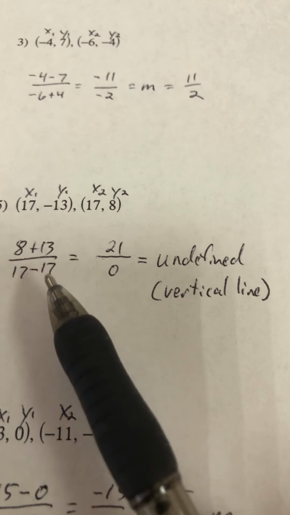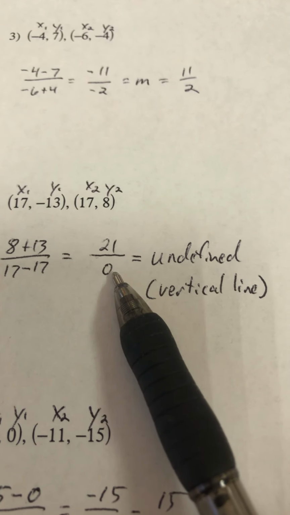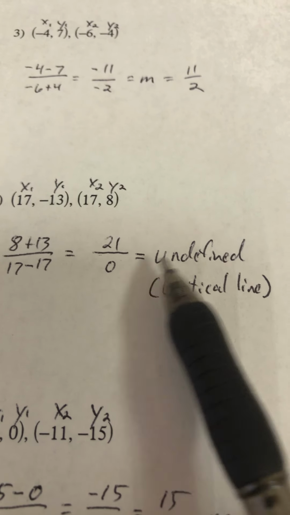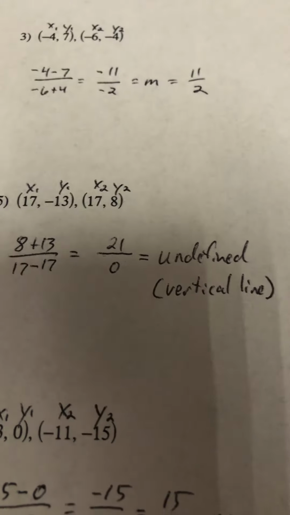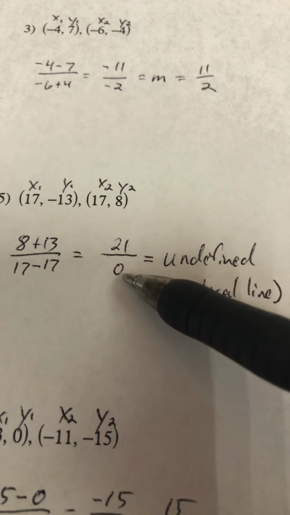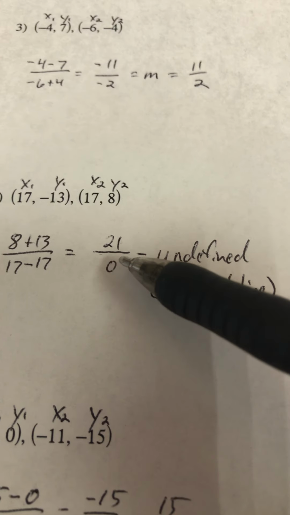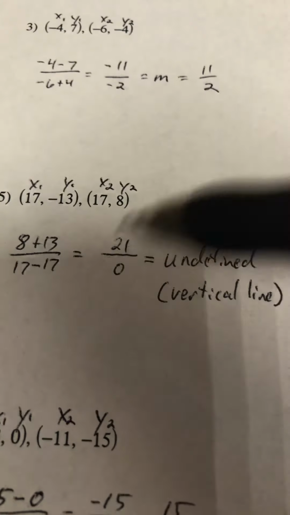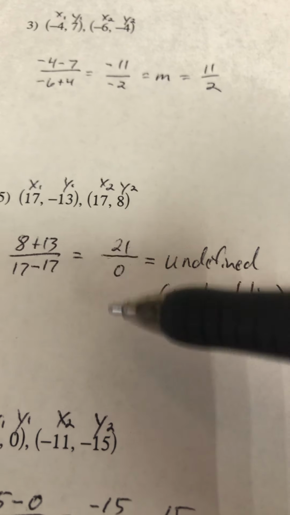This one, you end up with a 0 as your denominator. When you have a 0 as your denominator, it's going to be undefined. If you were to do this on your calculator, in other words, 21 divided by 0, it would say error. So that's going to be undefined. What that means is it's a vertical line. There is no slope. It's straight up and down.